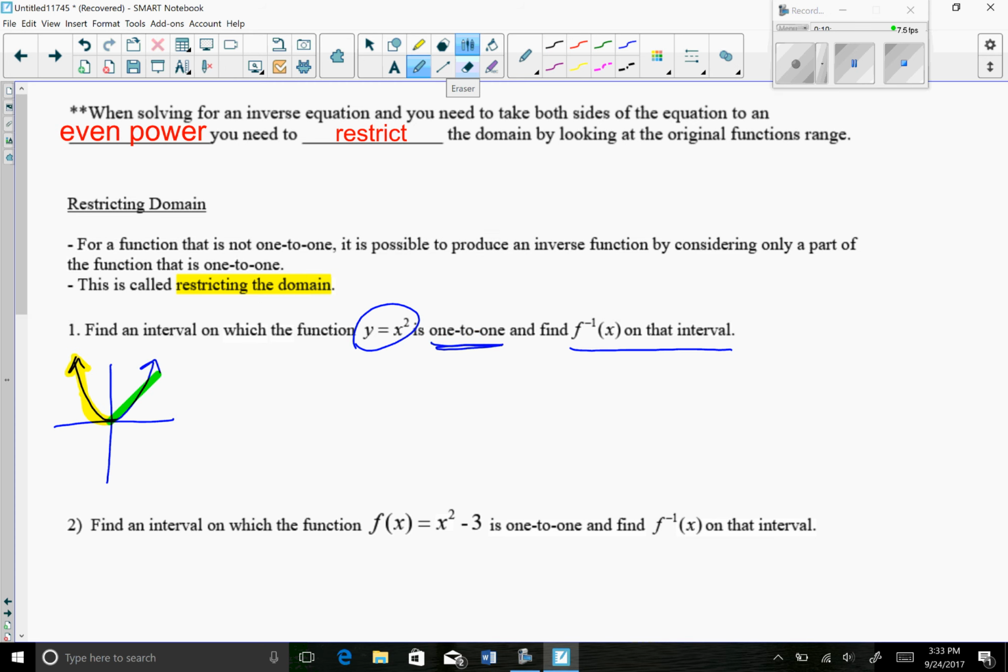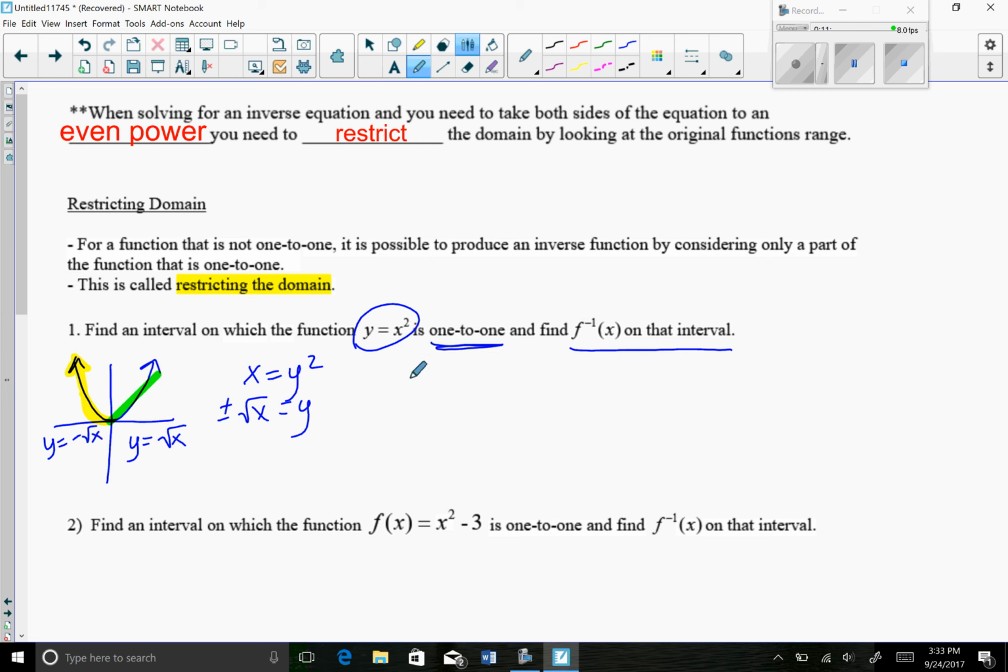So let's first figure out what the inverse equation is. Switch our x and our y. So x is equal to y squared. To get rid of that power, I have to take plus or minus the square root. And now I have my inverse equation. The negative part of my equation would be this side of my graph, so this would be y equals negative root x. And this side of my graph is y equals the positive root of x.